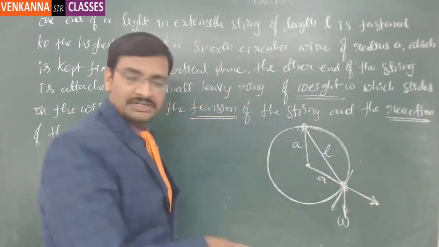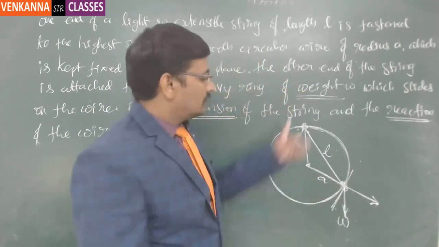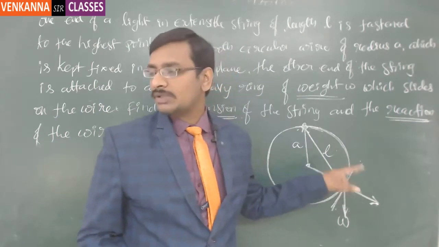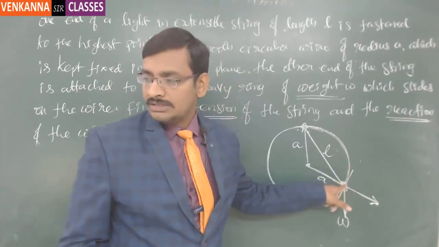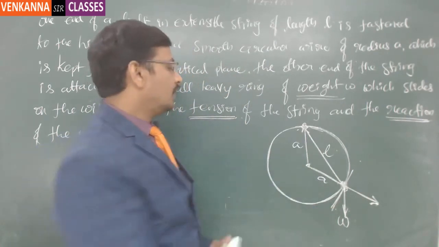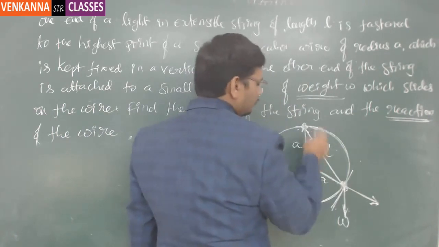So normal direction is always the radial direction. So this is the radius of the ring. So this circle radius is this one. On the radius only the normal will be present always. And the tangent just touches the circle and goes. So this is the tangent direction. Now here, this is the weight direction. Let us say this angle is theta.